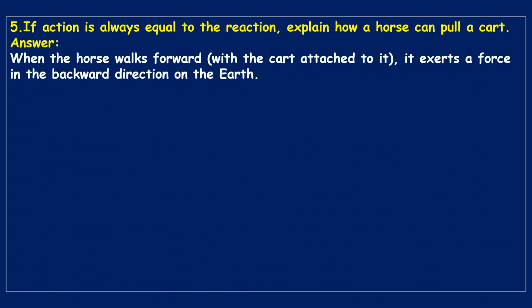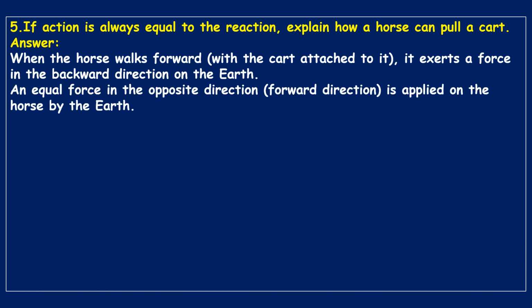Answer: when the horse walks forward with a cart attached to it, it exerts a force in the backward direction on the earth. This you will easily understand when you walk on sandy soil. We can easily push the sand in the backward direction. In turn, the sand pushes us in the forward direction. But on a road, we can't move the road in the backward direction. But still, we move in the forward direction.